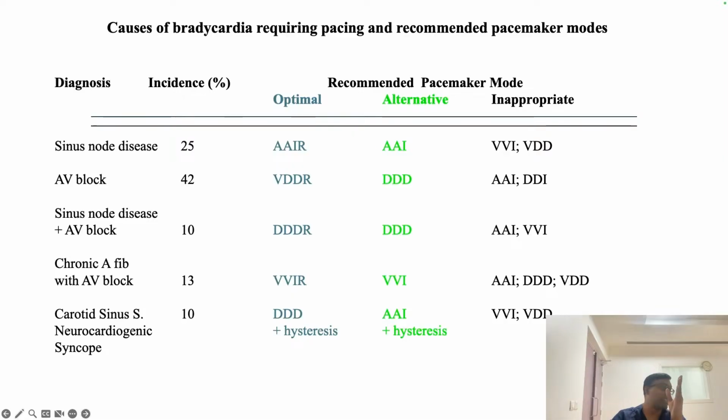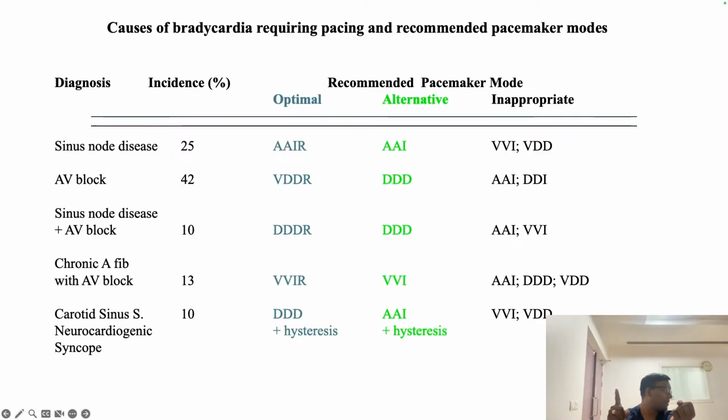If a question is asked, what is the best mode for pacemaker for sick sinus syndrome? It is AAIR. For AV block with normal sinus function, it is VDD. For sick sinus with AV block, it is DDDR. And if the patient is having chronic AF, at least for chronic AF you should know, if the patient is having ongoing AF or you have written the diagnosis of permanent AF, the pacing mode is not dual chamber, it is a single chamber.